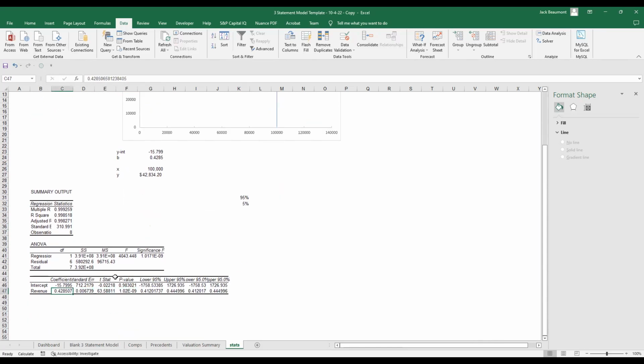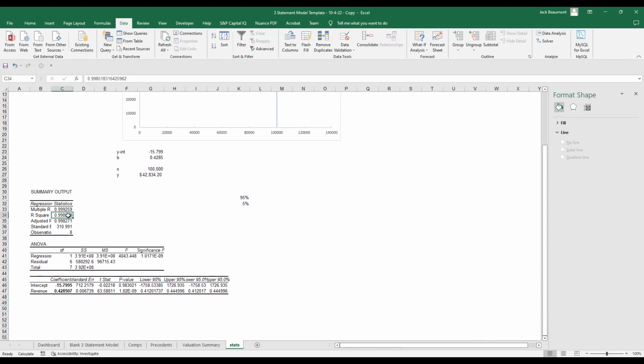relationship, and that means that we can use these values here to forecast or use in our regression model. So we can say, okay, when we have X amount of revenue, we're going to have that, and then we're going to take away what our y-intercept is, and then we're going to get our cost of goods sold. So that's really what you've got to look at when doing this.